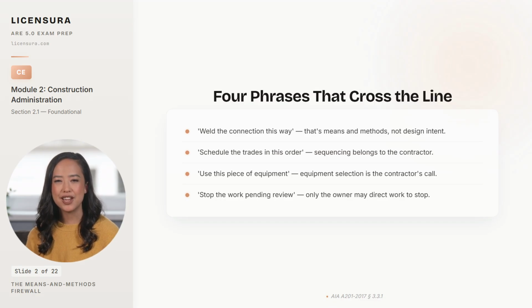If you find yourself wanting to say any of these, route the substance through an ASI or an RFI response that addresses design intent without specifying how the contractor accomplishes it. Holding the line on these 4 phrases is the single biggest professional liability decision you make every week of California.